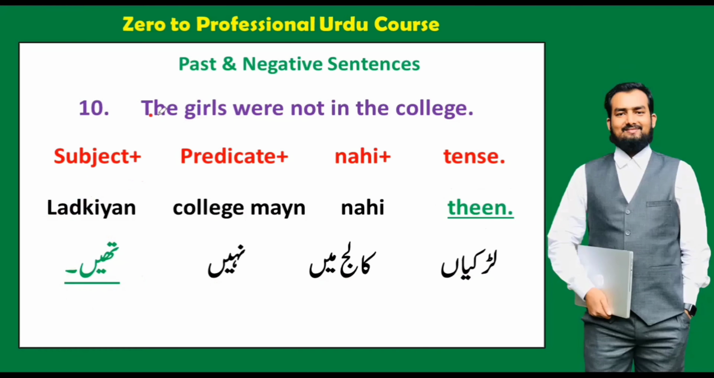Okay, so the girls subject लड़कियां and being in the college predicate college में, we say college में नहीं थी tense. Okay, so the girls were not in the college means लड़कियां कॉलेज में नहीं थी. Okay guys, so I hope that the homework was clear and you understood everything clearly.